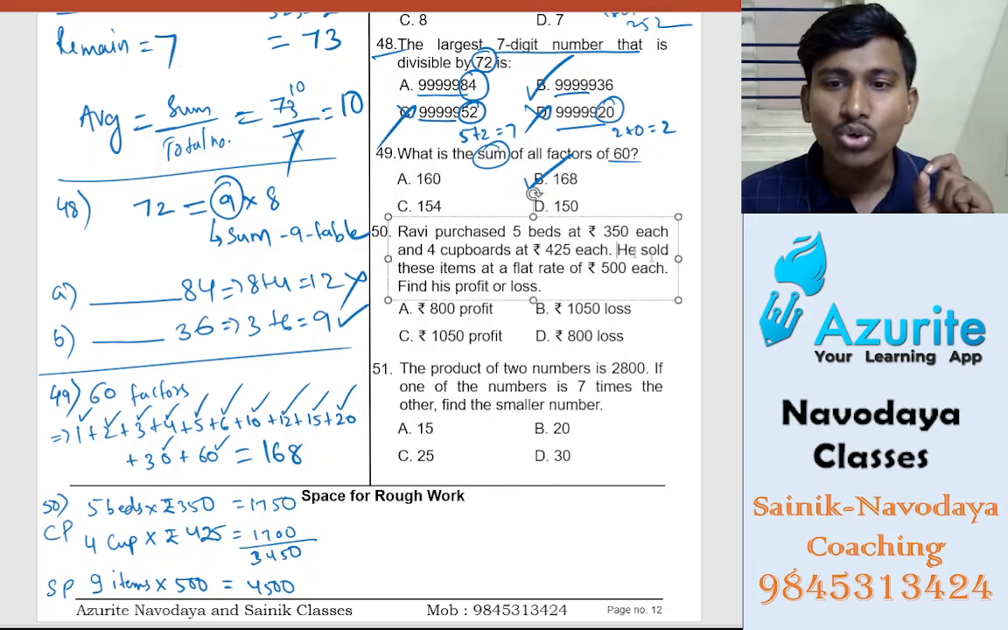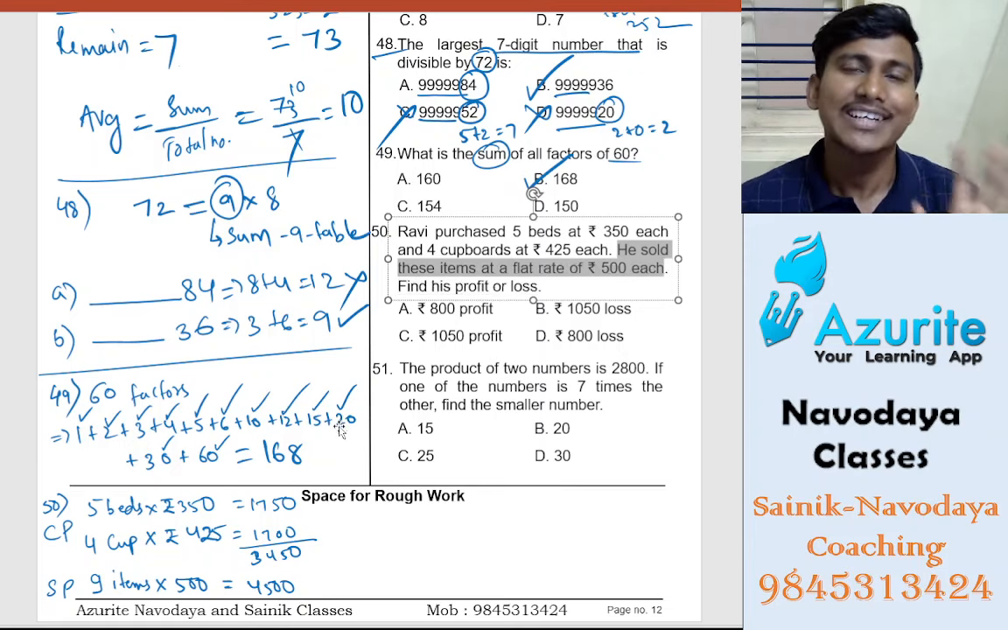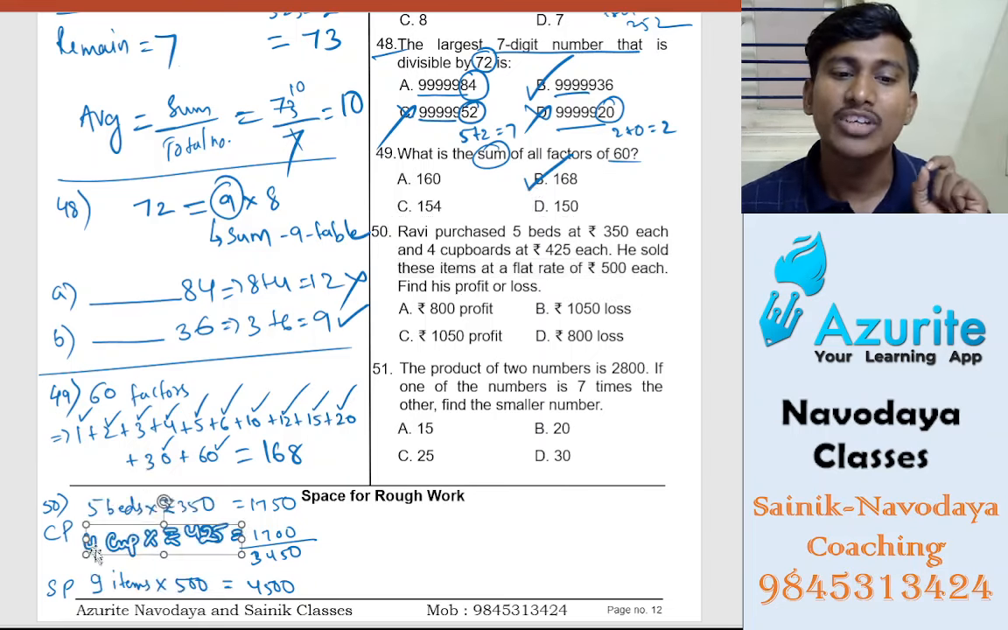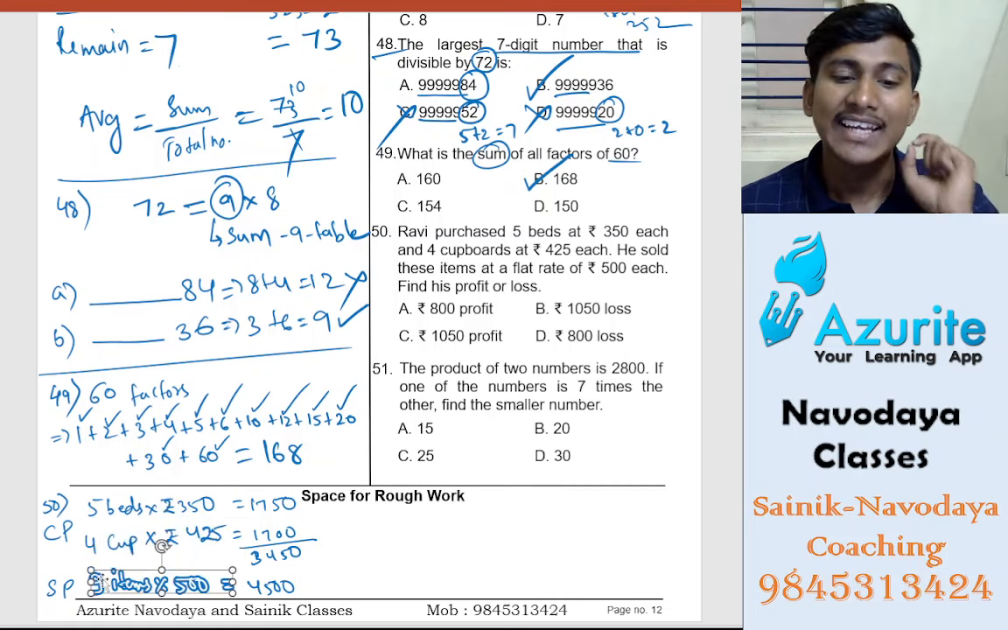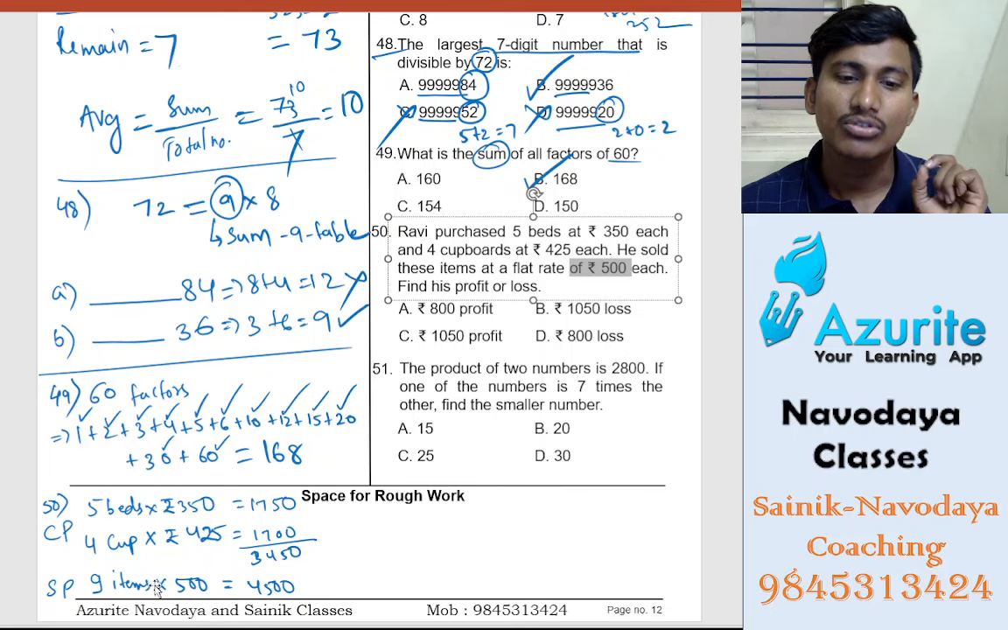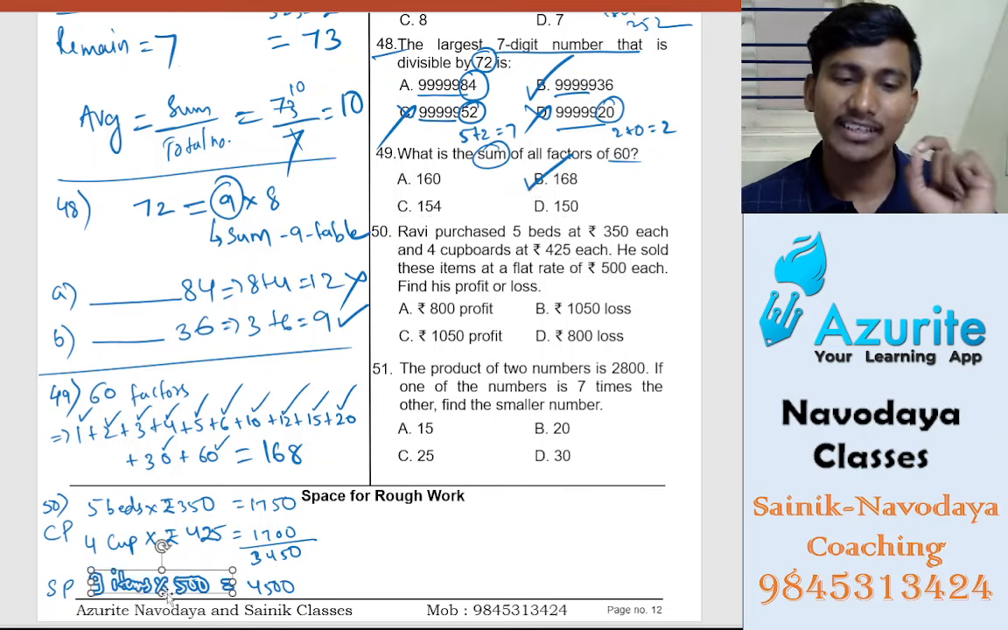Now he sold this item at the flat rate of 500. At the flat rate of 500, how many total items are there? Here 5 beds, 4 cups. 5 plus 4, 9 items. Total 9 items, right? So now he is selling at 500 rupees each. 9 items, each is 500, so 9 into 500 will be 4500.